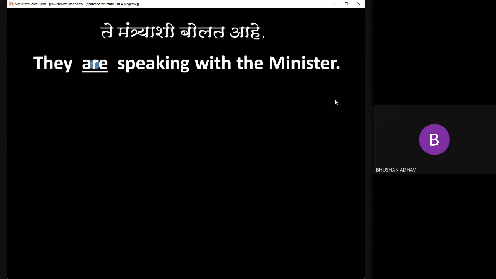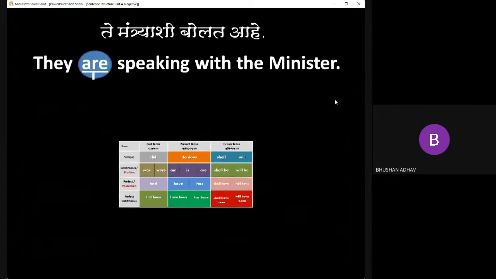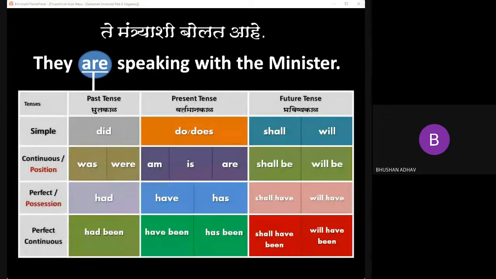Then to be forms, there are 22 to be forms in the English language. Did, was, were, had, and had been for the past. Do, does, am, is, are, have, has been for the present. Shall be, shall have been, will have been for the future.